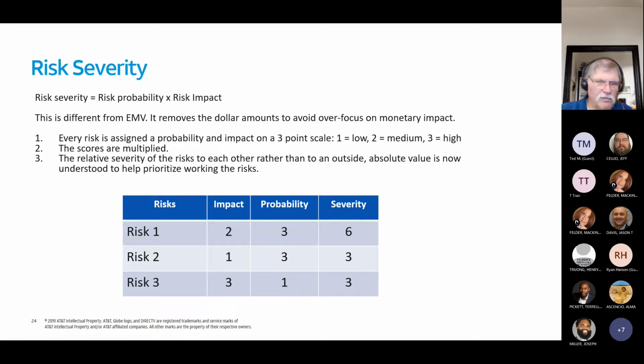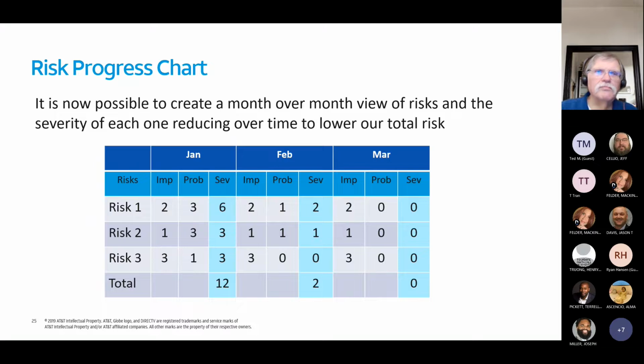If you've got a 1 and a 1, 1 times 1's 1. So that would be a low severity. So you can go from 1 to 9 in discrete steps. So 1 times 1, 1 times 2, 1 times 3, 2 times 1, 2 times 2, 2 times 3, and 3 times 1, 3 times 2, and 3 times 3 as the severities that can occur. So highest, again, is 9. The lowest is 1.